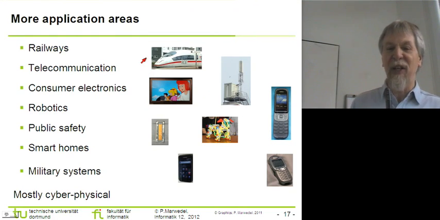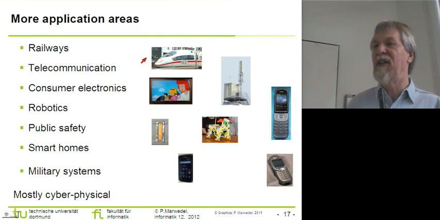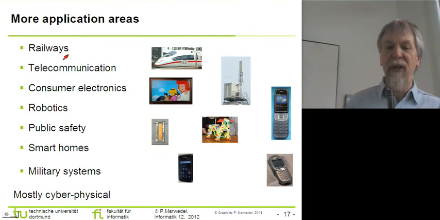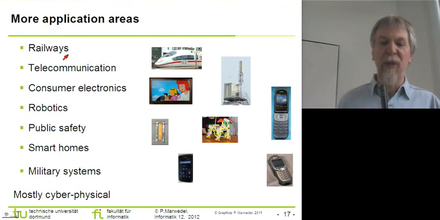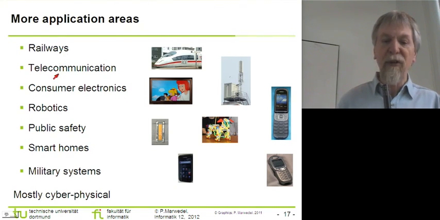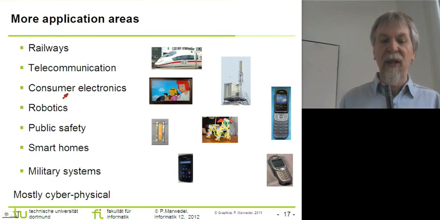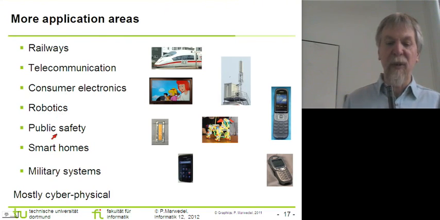There are many more examples that are still application areas for embedded systems. So there are railways, for example. We know that there is a lot of information processing going on. Without the information processing, it would be impossible to have these very high-speed trains. Also, we find techniques of embedded and cyber-physical systems being applied in telecommunications, in consumer electronics, in robotics, in public safety. We might have sensors, for example, checking identities of people.